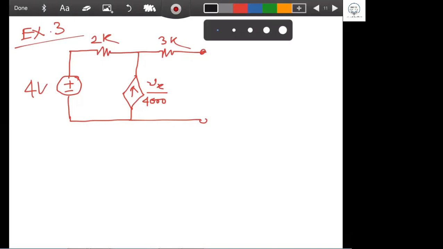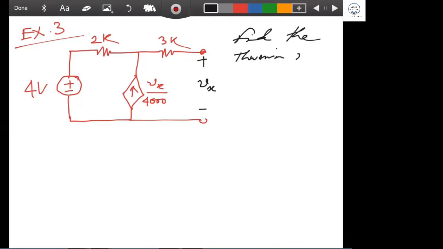We are going to say that Vx is here, and this is plus minus Vx. This is what the question asks. You have to find the Thevenin equivalent circuit, and find the P max equal to what? That's it. If you can do it, the rest of the thing you can do by yourself.